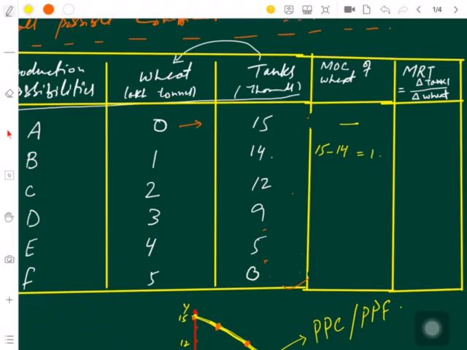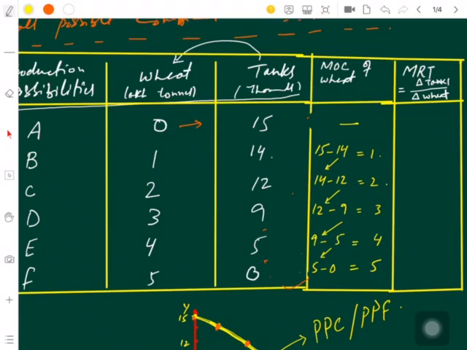Likewise, at the second stage, 14 minus 12 is equal to 2. Third stage, 12 minus 9 is equal to 3. Then 9 minus 5 is equal to 4. And then this 5 minus 0 is equal to 5. See, 14, 12, 9. Fine.